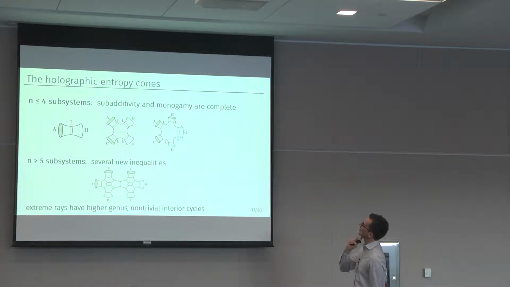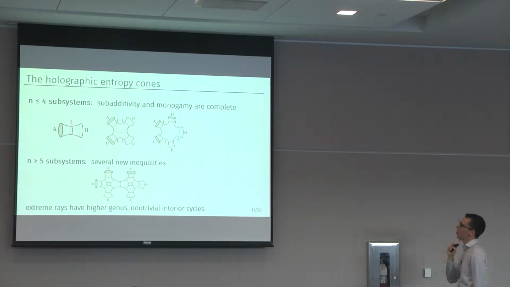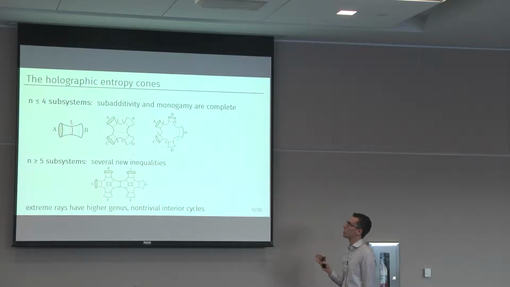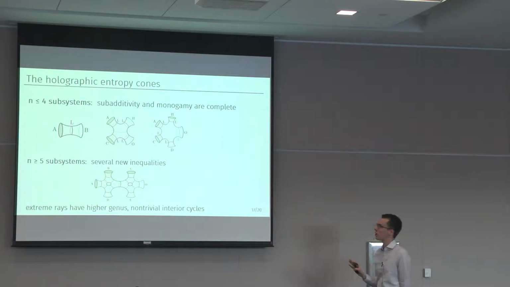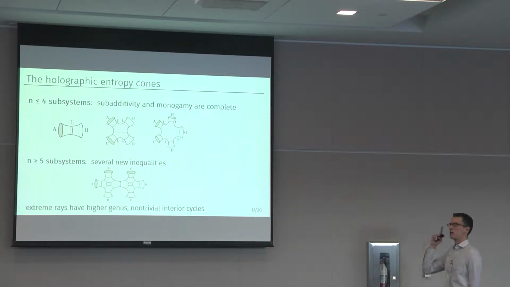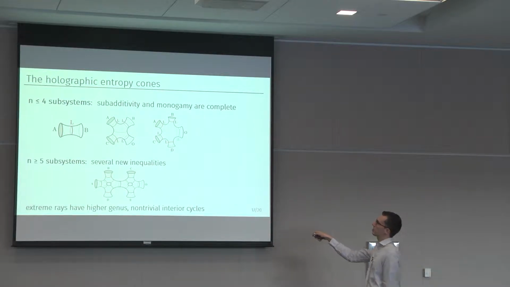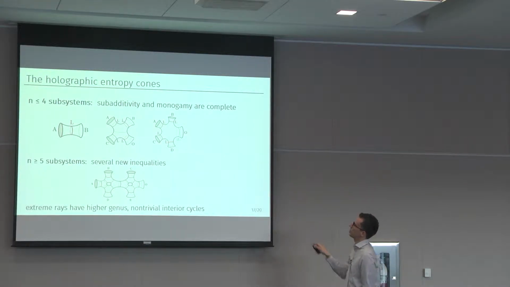Good. So maybe I should say a couple of words more generally on what we found for these holographic entropy cones. We find that for at most 4 subsystems, subadditivity and monogamy are actually the only constraints. So they fully characterize this cone, and we can identify geometries, graphs, that correspond to the extreme rays of that cone. Maybe I shouldn't explain these geometries in much detail.